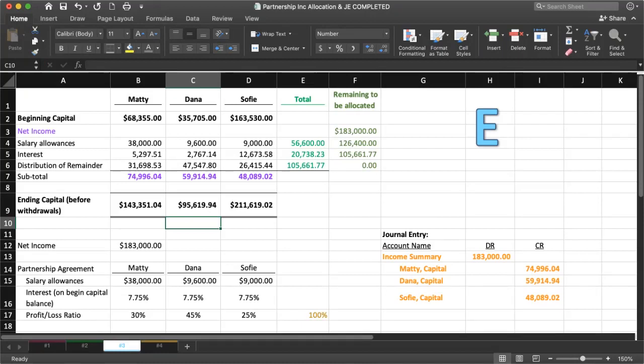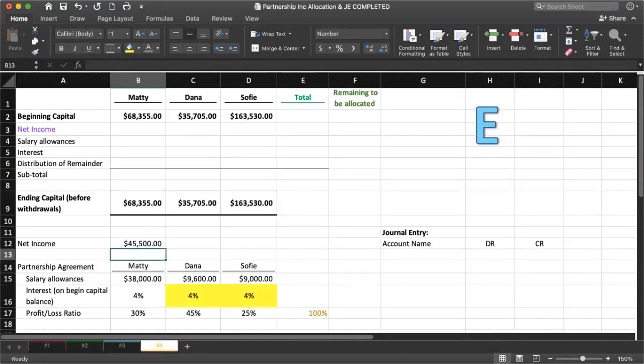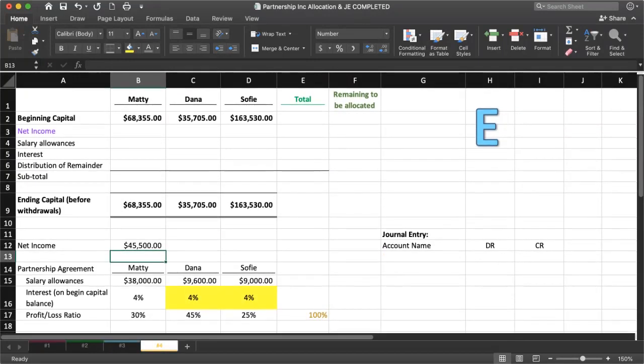Now, this is all well and good because sometimes partnerships make money, but sometimes they may make not sufficient income to cover the salary and the interest allowances, or they may even lose money. So let's take a look at the last tab where we have a problem where there is net income, but the net income is kind of low. So what happens in those cases?